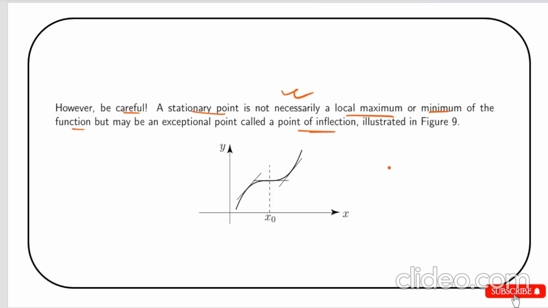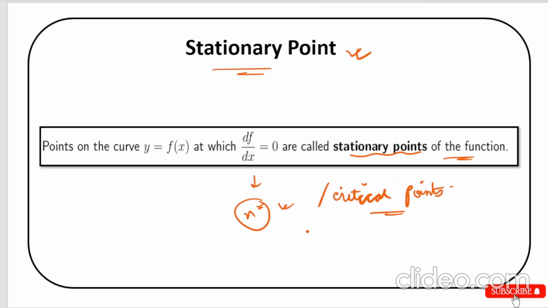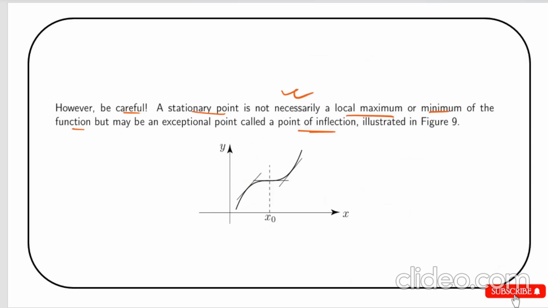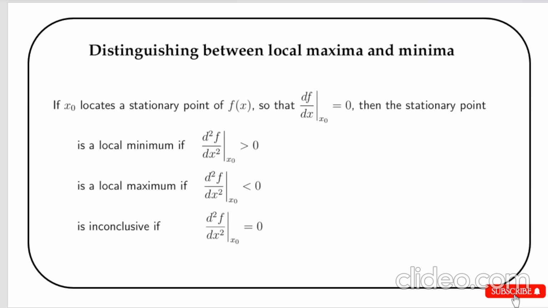So df/dx equals 0 is the necessary condition, but not sufficient. So you can't stop by only finding out the first order condition. You have to verify that the point that you have found is either maxima or minima or not.